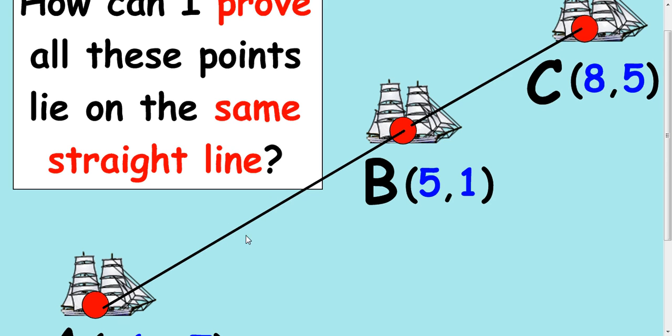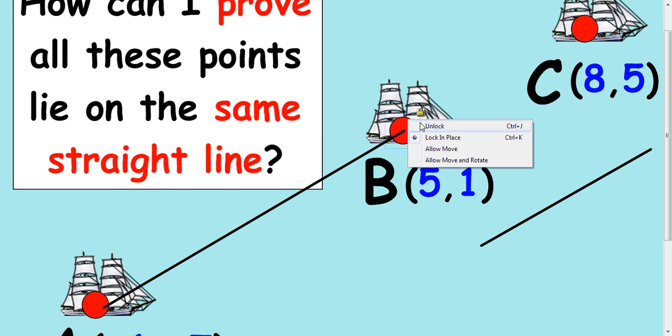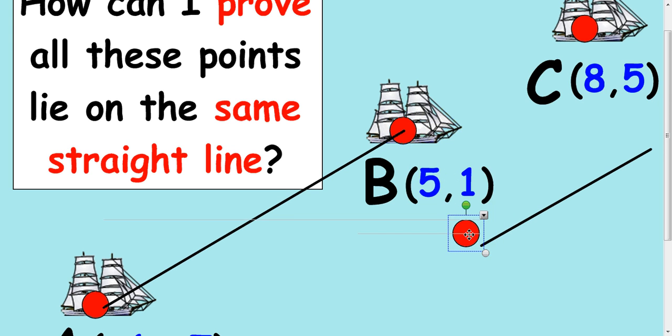For example, if I said that we had a point here, and I said A was here, and B was here, and C was here, then that gradient would be the same as this gradient, but they wouldn't all lie in the same straight line. So I need more than just to talk about the gradients.